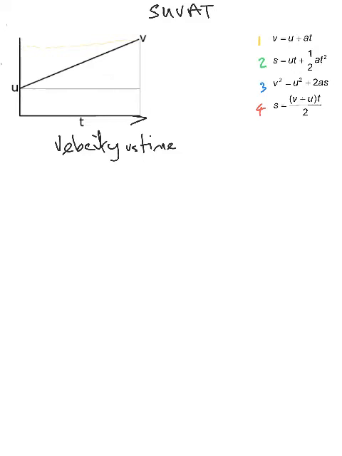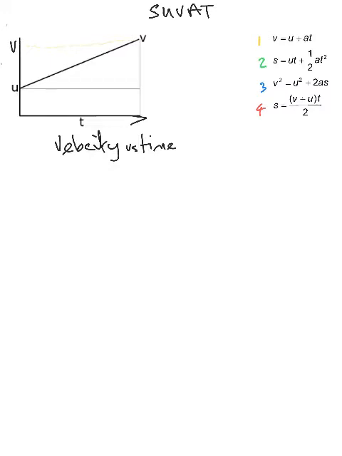In this tutorial we are going to be deriving suvat 1 to 4 from this straight line graph, from different aspects of the graph. The graph we're using is velocity versus time, and it is plotted in the way that we assume a projectile will be, to be able to apply suvat.